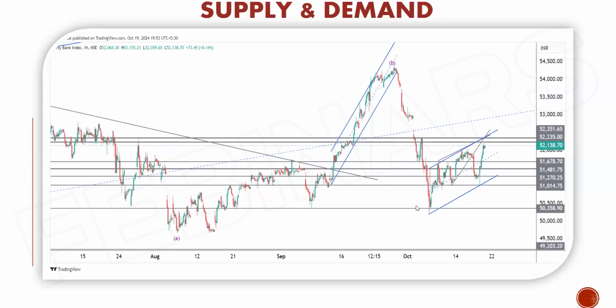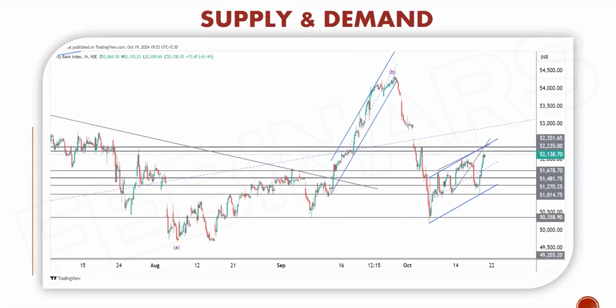So let me come to the charts of the same Bank Nifty chart. I'm going to come into it in a similar way. What is happening here?